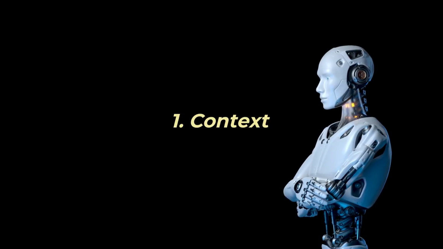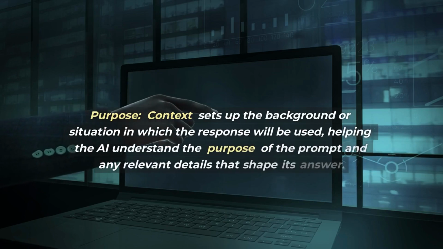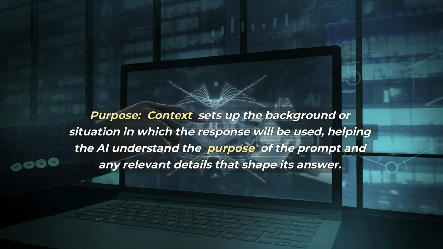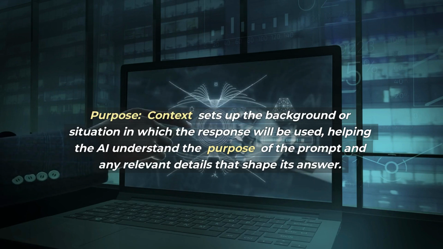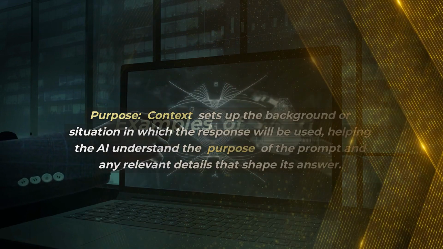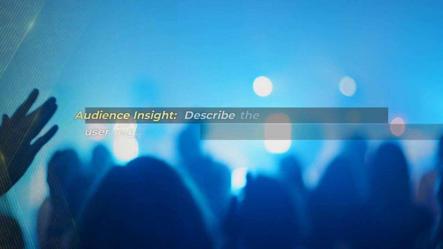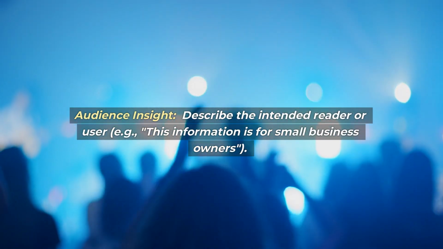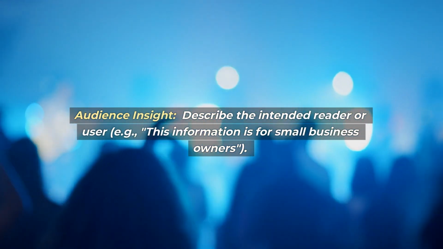1. Context. Purpose. Context sets up the background or situation in which the response will be used, helping the AI understand the purpose of the prompt and any relevant details that shape its answer. Examples of context. Audience insight. Describe the intended reader or user. E.g., this information is for small business owners.